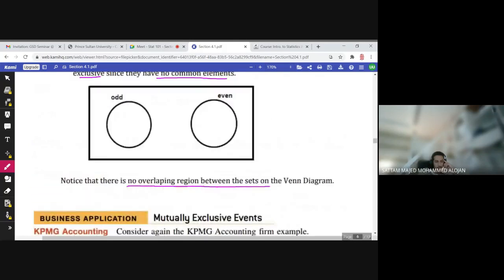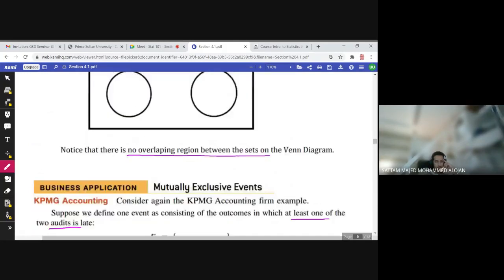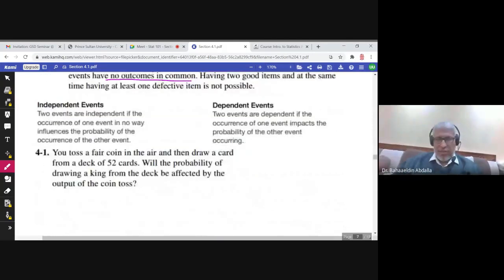This is a continuation of section 4.1 about basic probabilities. We studied what we mean by mutually exclusive events. We said that mutually exclusive events are events in which there is no intersection between them. There is no overlapping, no intersection. What about independent and dependent events?